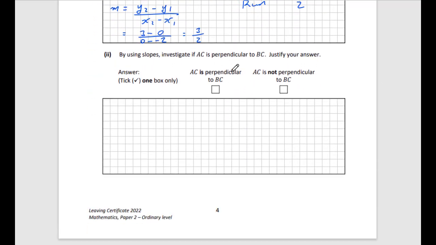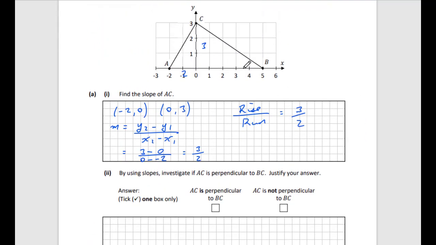By using slopes, investigate if AC is perpendicular to BC. Justify your answer. So we've got to find the slope of this line here. Now we've already found the slope of this line is 3 over 2, so let's find the slope of this line. Again, we can look at it and say it's going to be 3 over 1, 2, 3, 4, 5, so 3 over 5, rise over run. Okay, but it's sloping this way, so it's negative, so it's actually going to be minus 3 over 5.